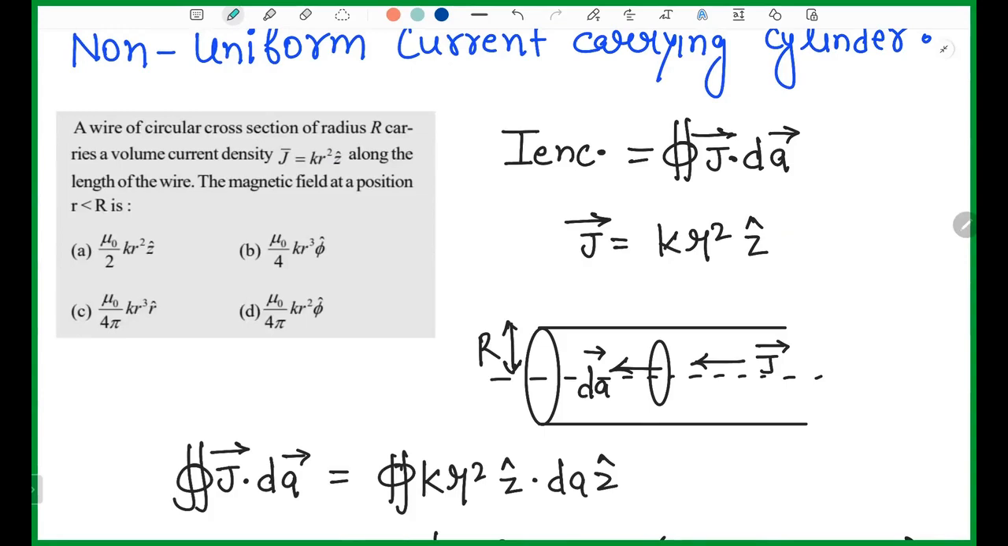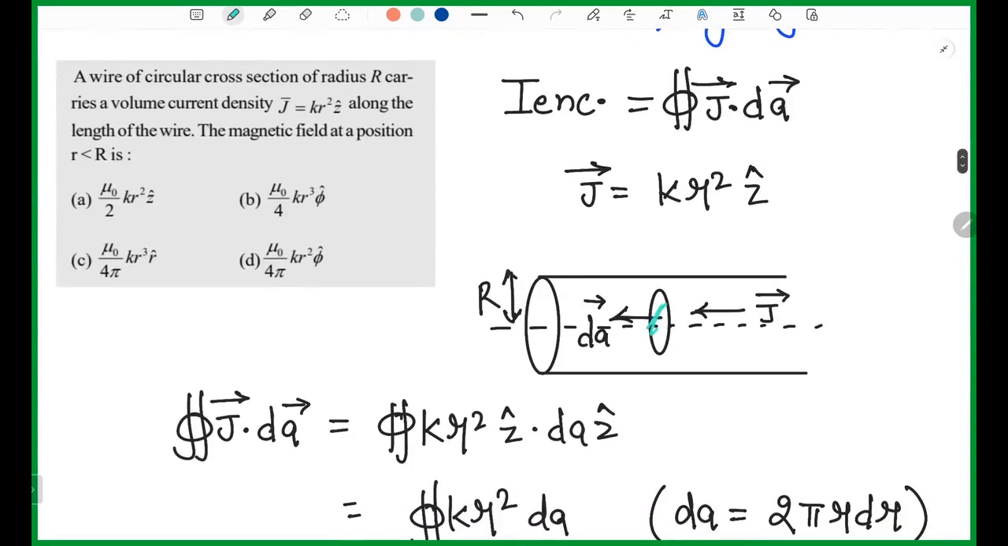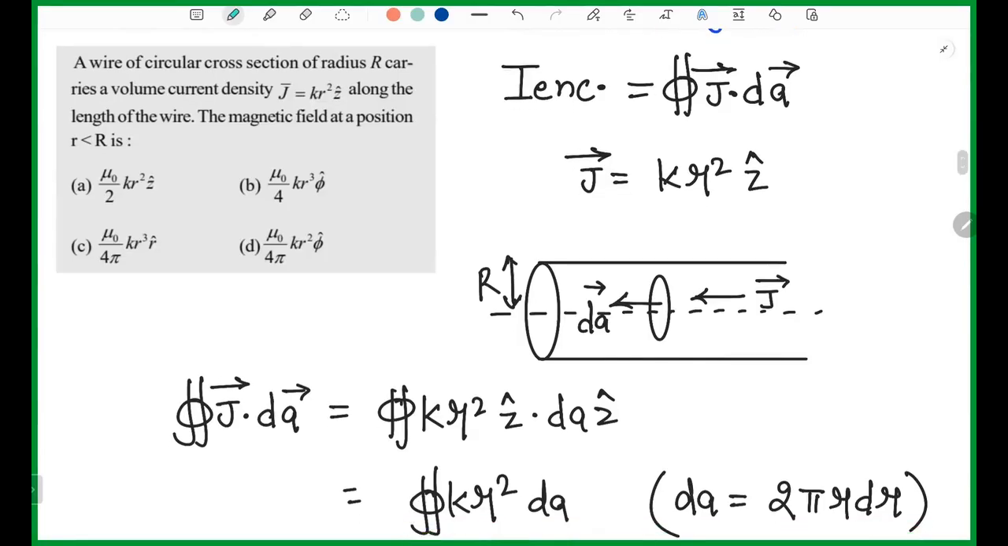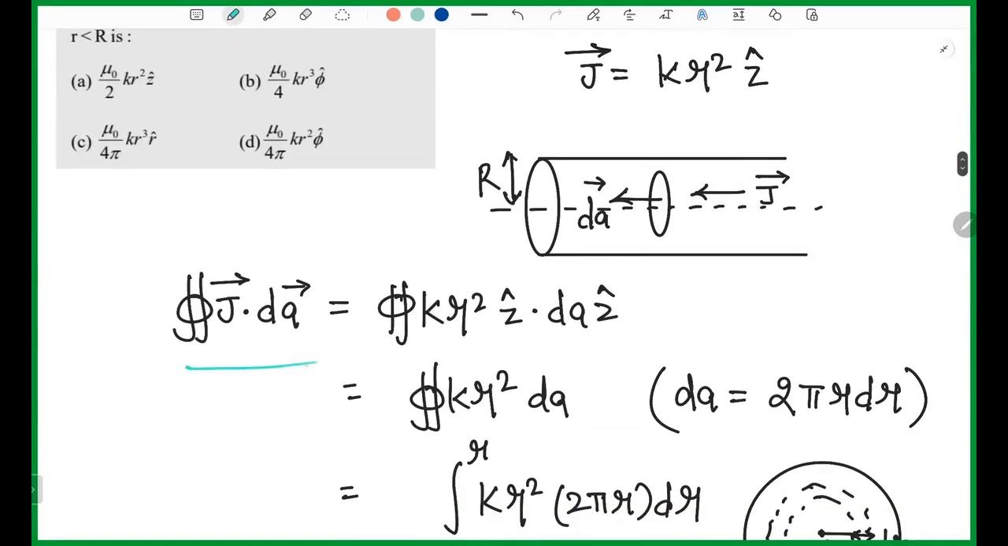J is given to you. What about dA? So I have taken the small Amperian loop. What will be the area vector of this loop? Perpendicular to this area. So area vector is always perpendicular to the area. So if I carefully see what is perpendicular to this area, what will be the perpendicular to this area? That will be this direction. And so the area direction and the current density direction is the same. So my J dot dA integration can be written as K R square J cap.